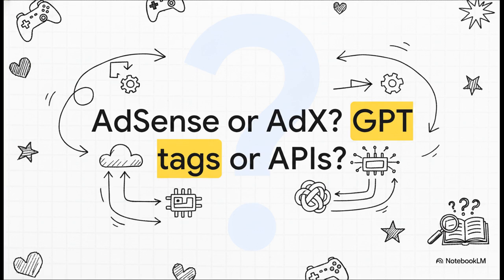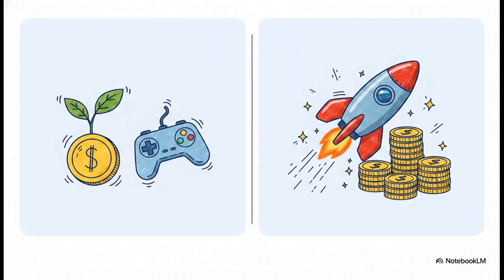optimized specifically for gamers. But right now, you're probably sitting there asking yourself, wait, should I use AdSense or AdX for my game? Do I need to be manually placing old-school GPT tags, or should I be looking into custom APIs? And you know what? I completely validate your confusion here. There is so much conflicting, outdated information floating around out there, and it can really lead you down the wrong path. Let's briskly compare your two main platform options just to clear the air.